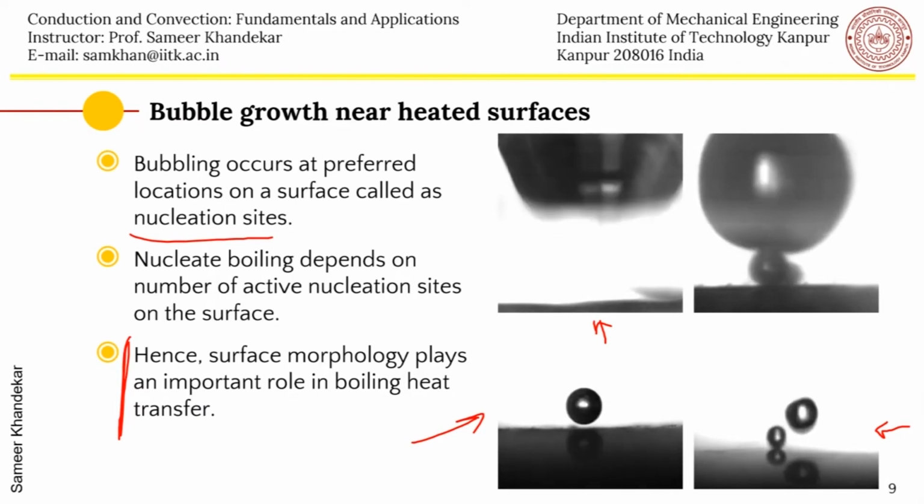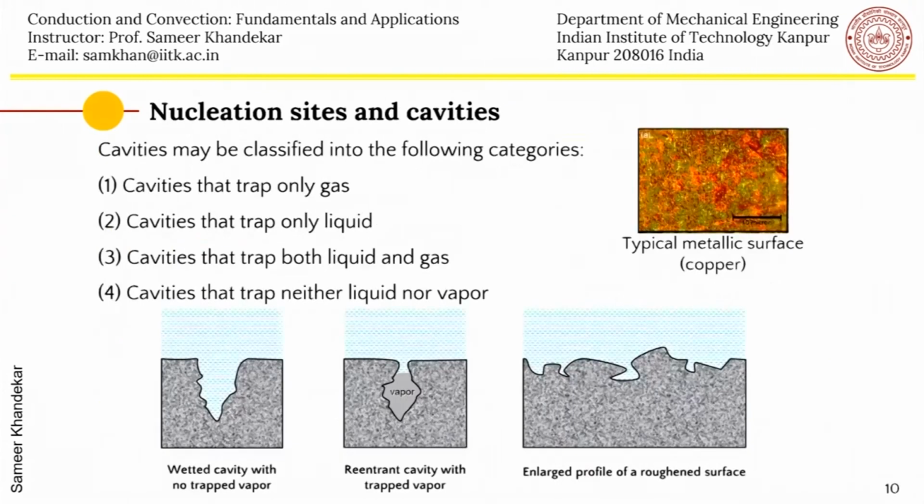If you see any typical copper surface, it has a lot of asperities. It is rough, and the cavities may be open cavities like this. Some of the cavities may have a shape like this. Most of the natural cavities are open cavities like this, and depending on the wettability of the fluid, the contact angle of the fluid, the liquid may wet the cavity or the liquid may not wet the cavity.